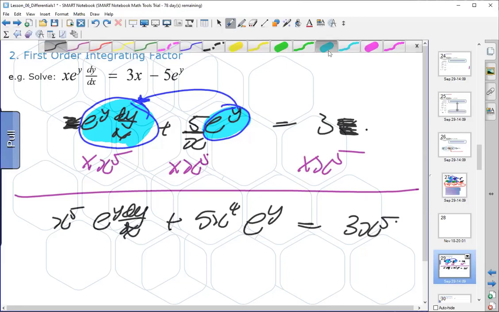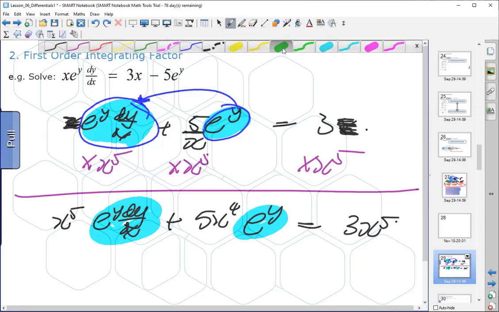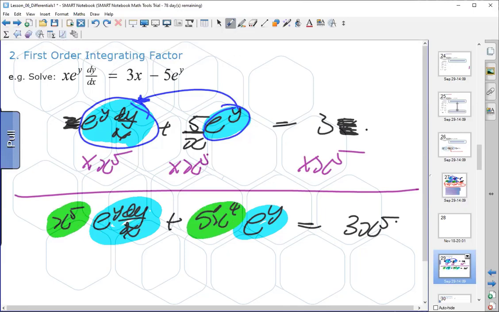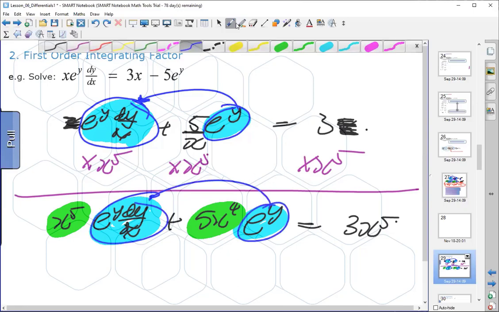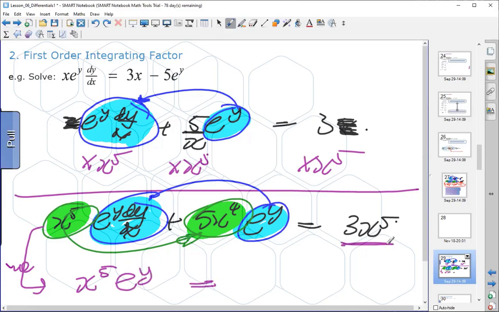Okay, let's match things up again. The e to the y still matches the e to the y dy by dx, but do the x's now match up? Yep, splendid. So that matches with that, and that matches with that, and so integrate it. So 5x and then e to the power of y. And integrate the right hand side. So that's half x to the power of 6 plus c.